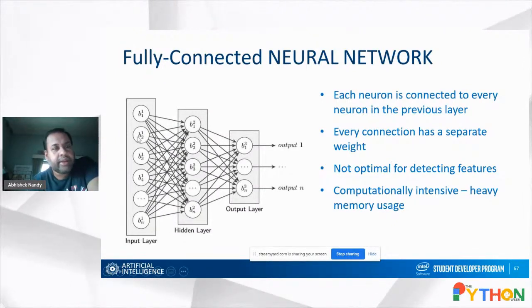If we see that in this particular neural network that is being created, we have a node that is being connected to every other node in the next layer itself. So every node is connected to the alternate layer. Information carried from one layer to another is tedious and time consuming. In a fully connected neural network, each neuron is connected to every neuron in the previous layer. Every connection has a separate weight, not optimal for detecting features, computationally intensive, heavy memory usage.